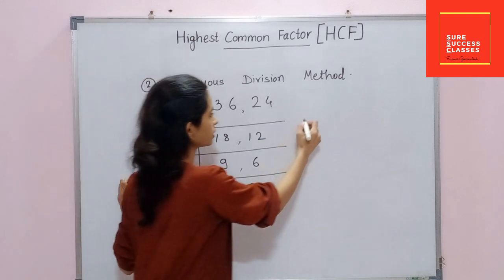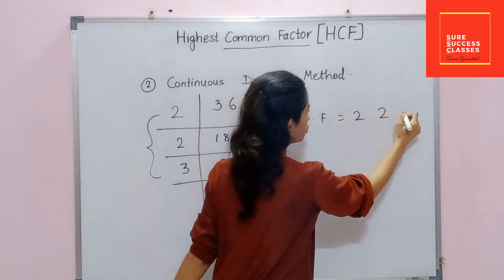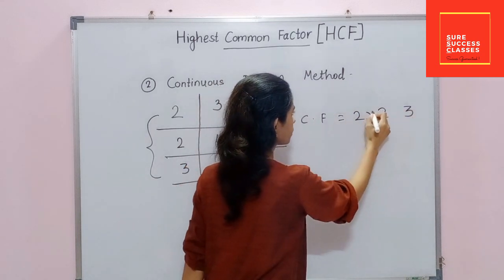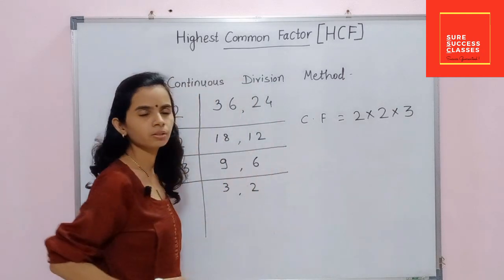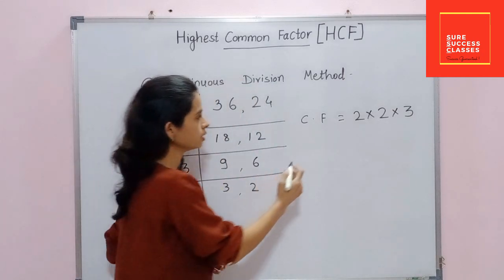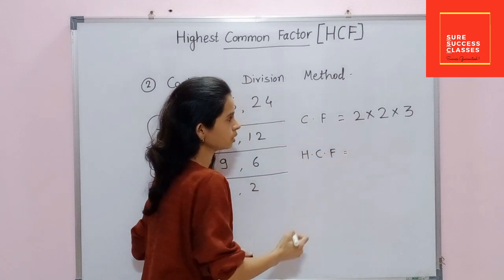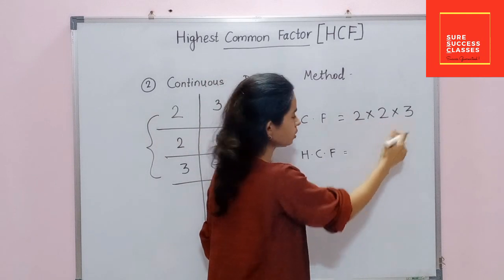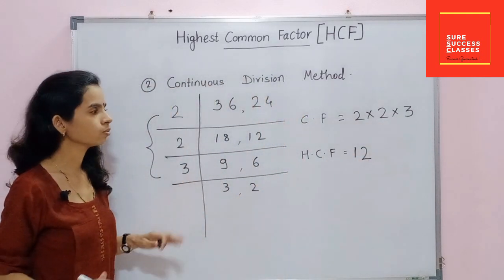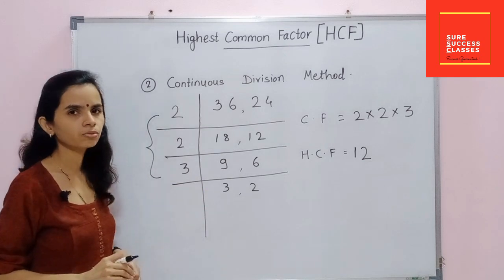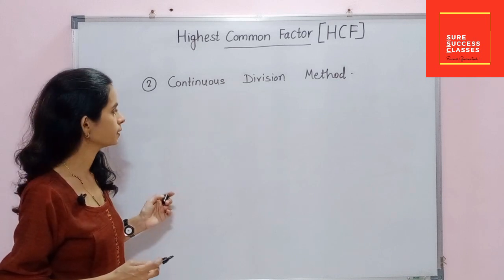So common factors are 2, 2 and 3. We will write them in multiplication form, and when we find out the product of these numbers then we will get the H.C.F. of both the numbers. 2 2s are 4, 4 3s are 12. So by using this method we can easily find out the H.C.F. of given numbers. See another example of this method.